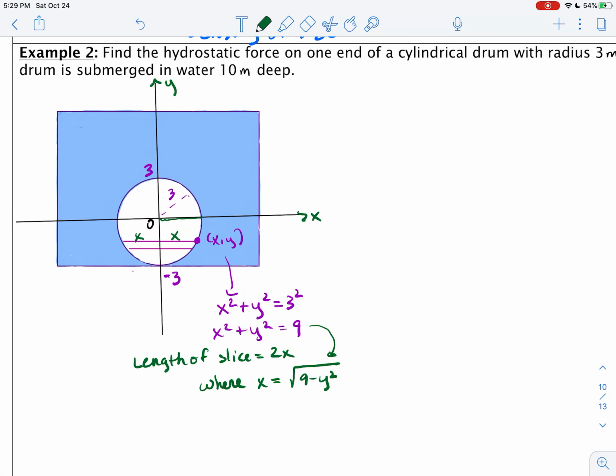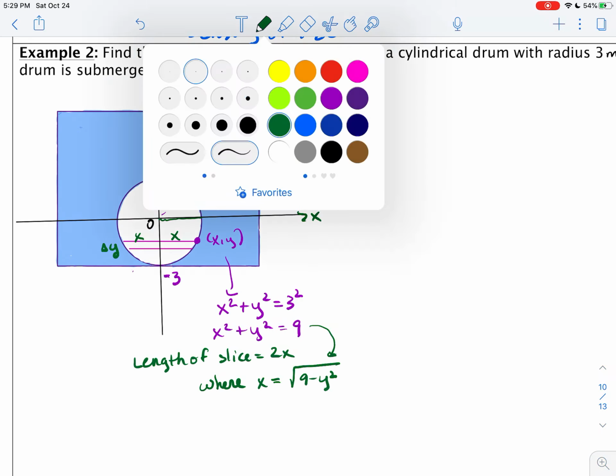Good. I also know that if I label this the x-axis and this the y-axis, I'm actually slicing the y-axis and I have a delta y slice. So now I can put together my expression for the area of my slice. Whenever you have a circle, put the 0 in the middle of the circle.